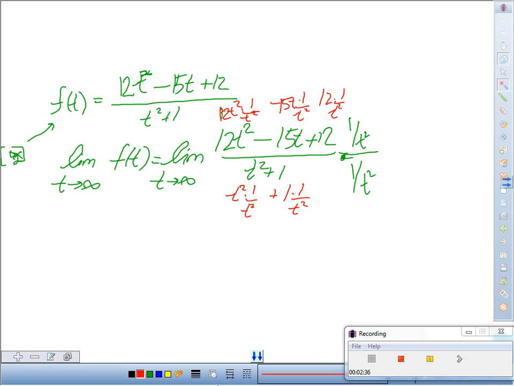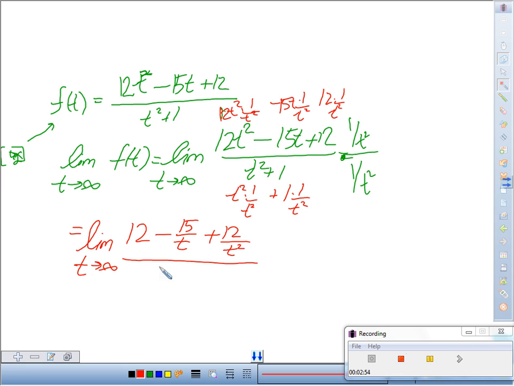So let's simplify that. We're going to have the limit as t goes to infinity of 12 minus 15 over t plus 12 over t squared, all over 1 plus 1 over t squared.